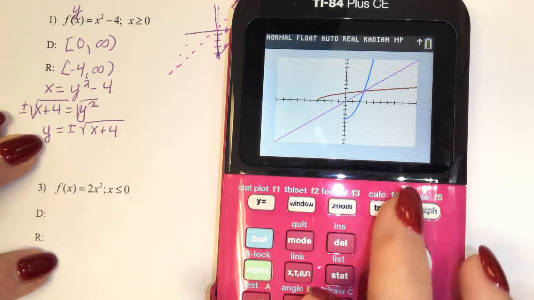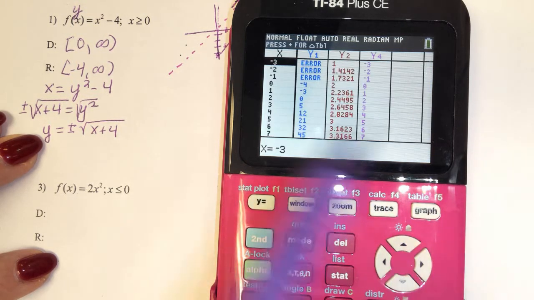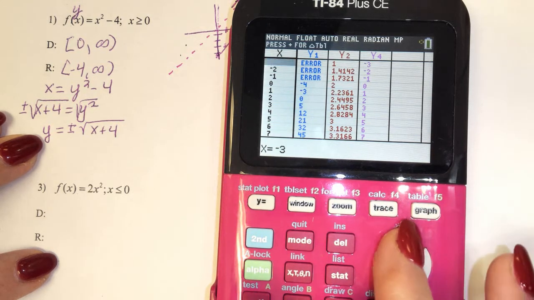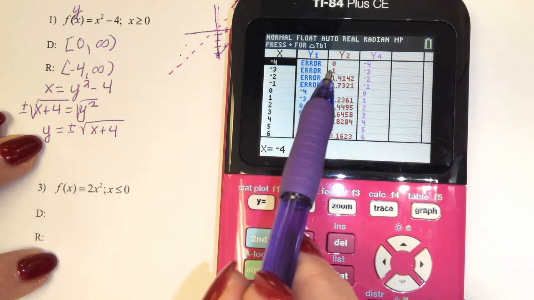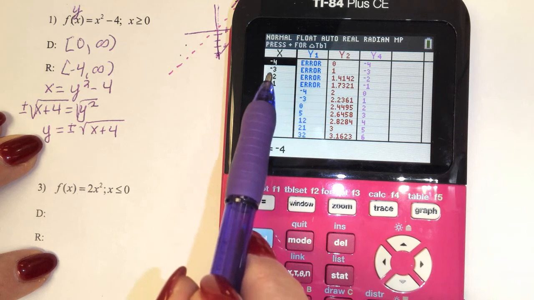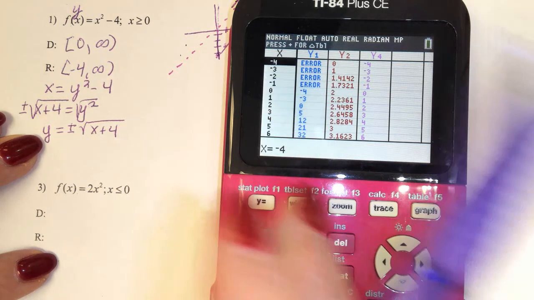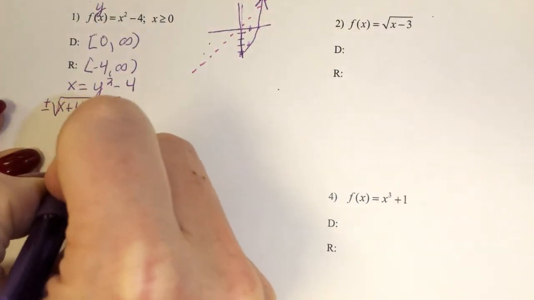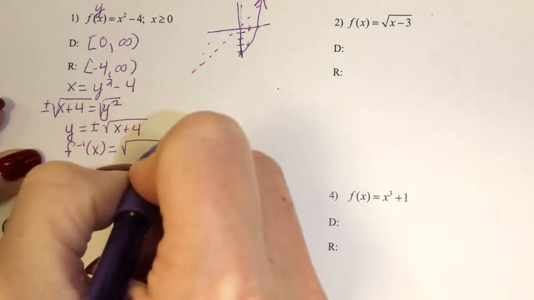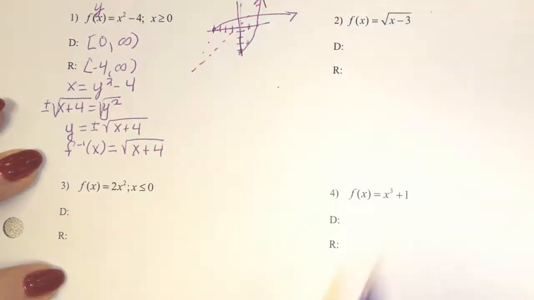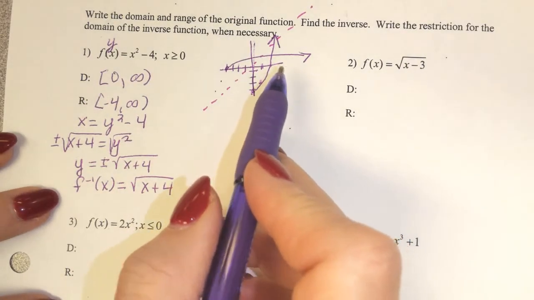If I look at my table of values, I can see it as well. See how in my table of values I have the point 0, -4? On the inverse, I have the point -4, 0. If I have the point 1, -3, on the inverse I have the point -3, 1. All the x's and y's switch. So that means at the end, I'm going to say the inverse of the function is only the positive radical x plus 4. It's only going to be this part right there. That's what the inverse would look like.